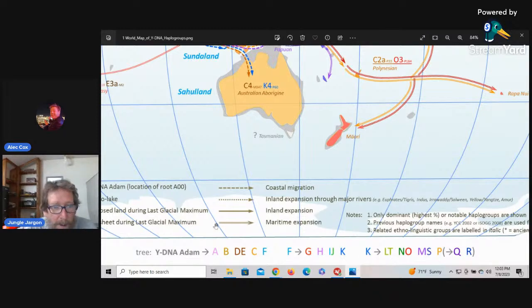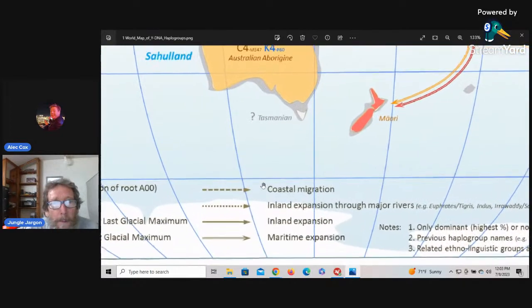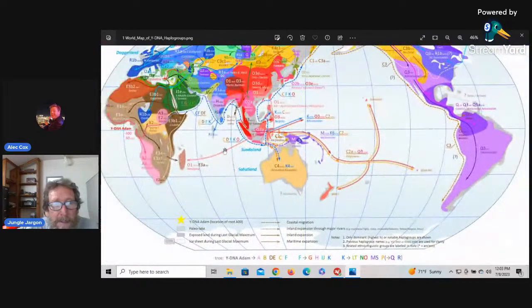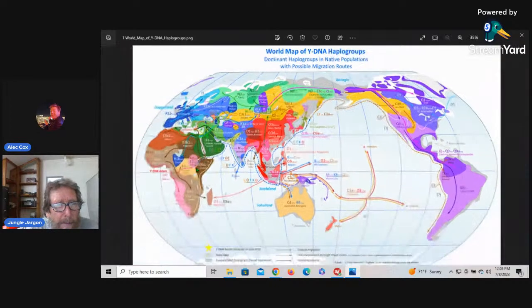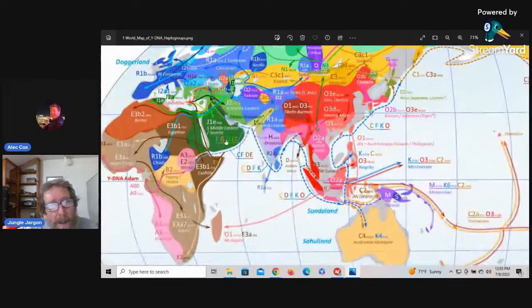So the three groups are the Hamitic group, which is A, B, C, D, and E, the Semitic group, which is F, G, H, I, and J, and the Eurasian Japhethite group, which is K, L, M, N, O, P, Q, R, S, and T. So that's a good hint as to what the divisions are.